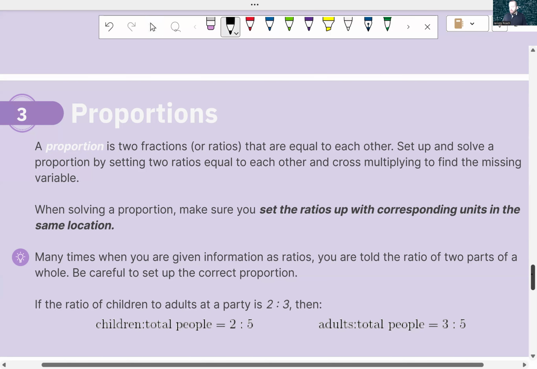So when we're comparing children to adults, this is called a part-to-part ratio. So these are the 2 parts. If we add them together, we get the total. So 2 plus 3 is 5, and we get the total people. And this is called a part-to-whole ratio. And so is this one. This is also a part-to-whole ratio. So we can compare these values and write these ratios in 3 different ways: children to adults, children to total, and adults to total.